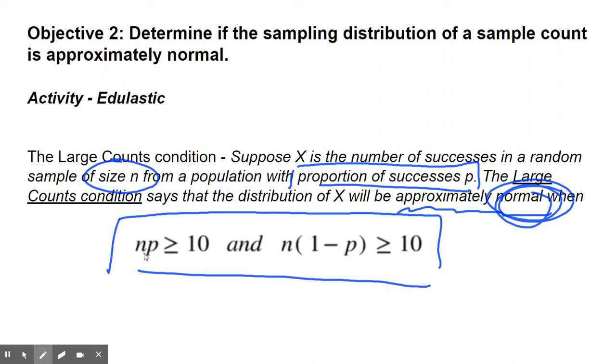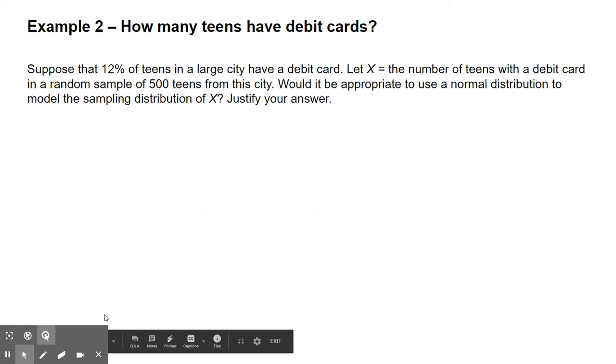If you don't have at least 10 of each, then there's no point in doing the problem. Say your NP was not at least 10, then we're not going to be successful very often. We're going to fail a lot, so there'd be no point in doing this problem with a normal distribution. The large counts condition allows us to say whether we are approximately normal or not, and this is going to help us use the probability stats applet to find probabilities.